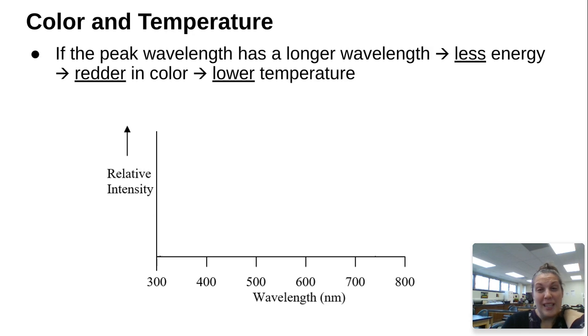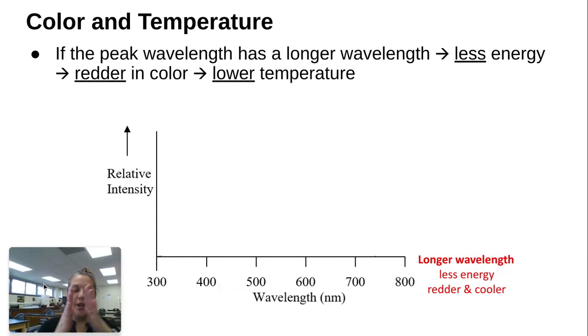Where then we have the opposite. So if the peak wavelength has a longer wavelength, meaning they are farther apart, they have a bigger number, we know that's less energy that's being transferred. Less energy is going to cause a star to be red in color. We know that based on our visible spectrum as well. Red has a longer wavelength than blue. So less energy, redder in color, and it will be a lower temperature relative to blue stars.